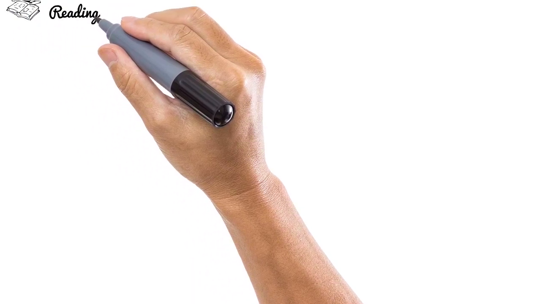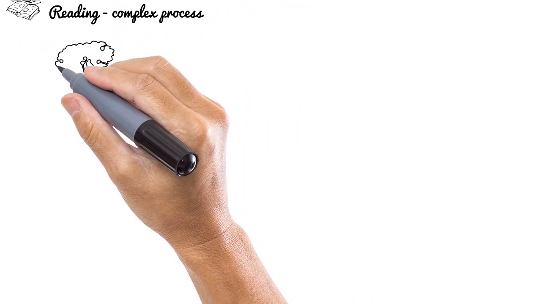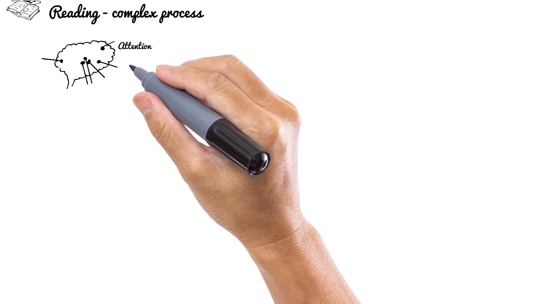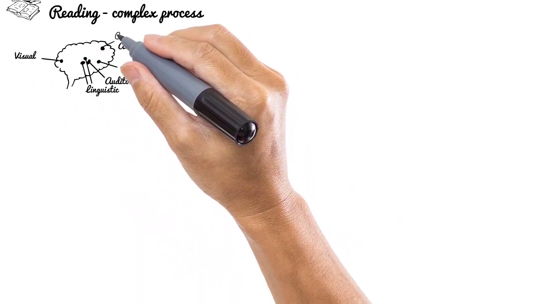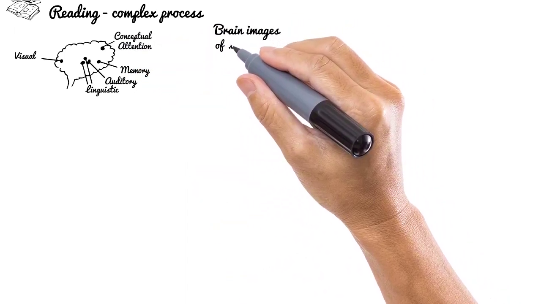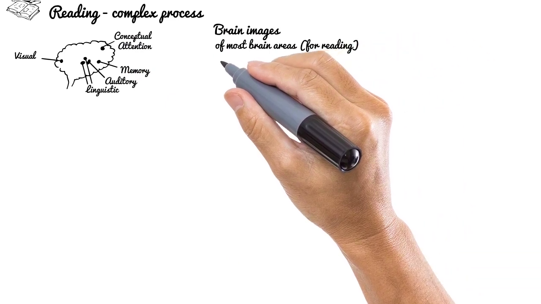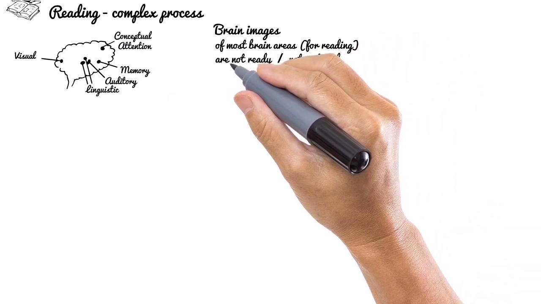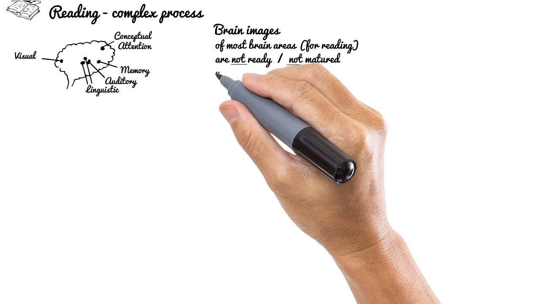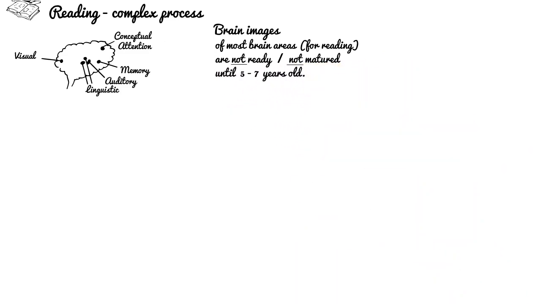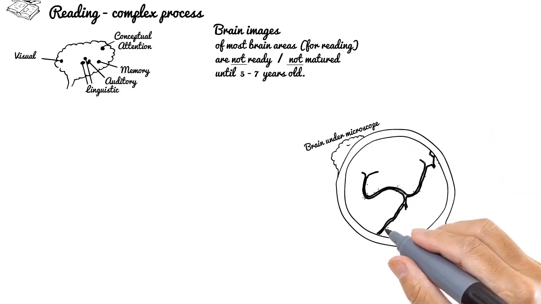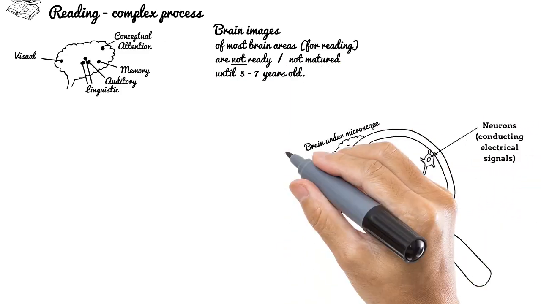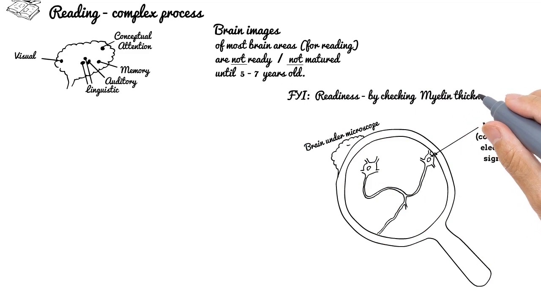Reading is a complex process, including several brain regions that control attention, memory, visual, auditory, linguistic, and conceptual activity. Brain imaging data shows that most areas of the brain needed for reading are not yet ready at mature levels until somewhere between the ages of 5 to 7. And FYI, boys usually come a little bit behind girls. Readiness of the brain was determined by checking myelin thickness around neurons.